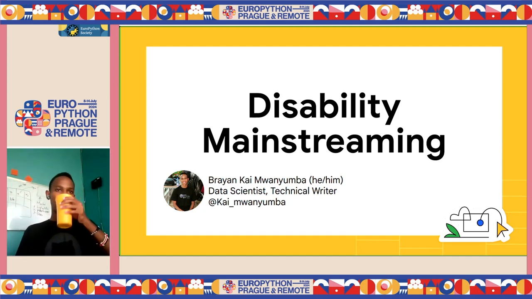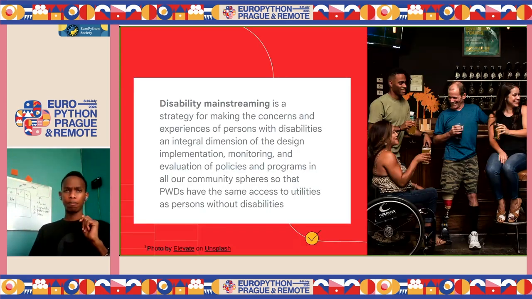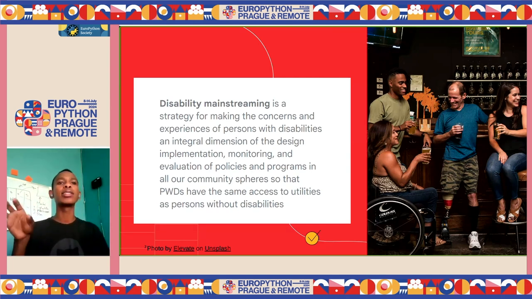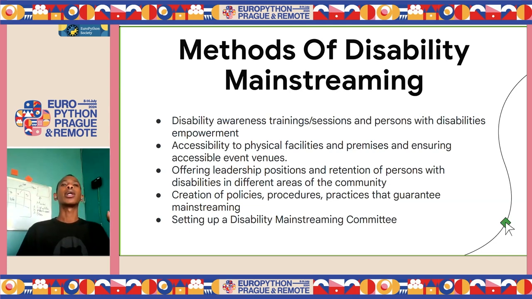So disability mainstreaming is a strategy for making the concerns and experiences of persons with disabilities an integral dimension of the design, implementation, monitoring, and evaluation. So we are starting all the way from the designing of our programs in our community. So from the design to the implementation, to the monitoring and the evaluation of policies and programs in our community spheres, so that persons with disabilities have the same access to utilities as persons without disabilities. So we're not having any difference in any of this. So let's look at how we can have disability mainstreaming in our communities.